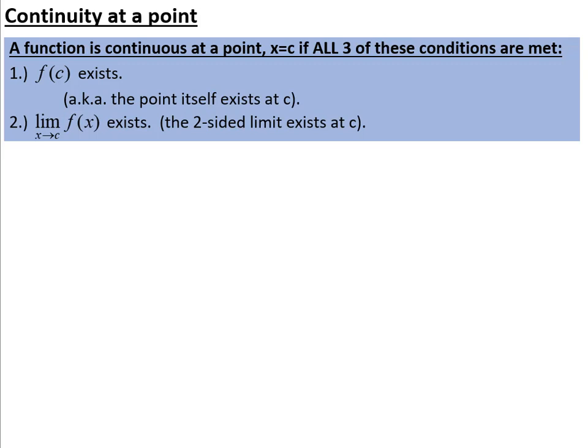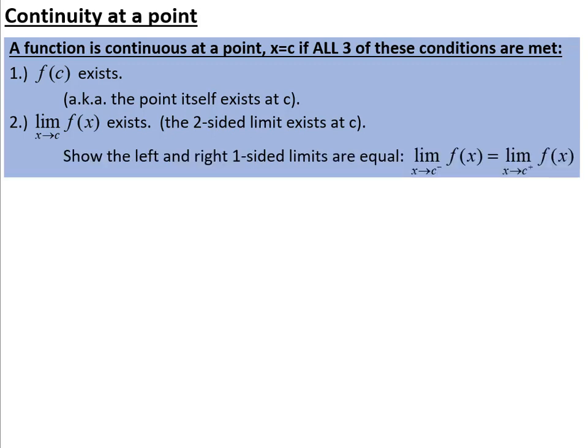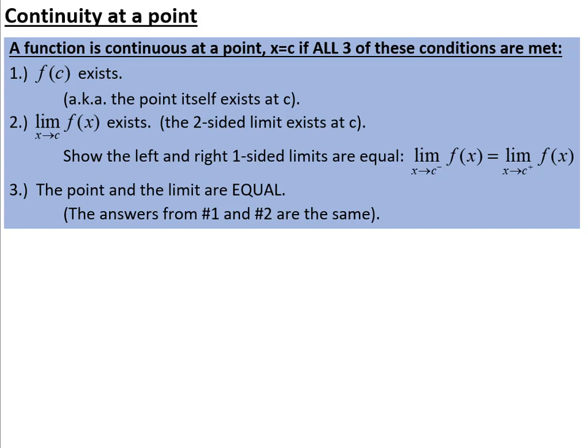The second condition is that the limit exists. And here we are talking about the two-sided limit. So how do I show the two-sided limit exists? Just like we learned earlier, we have to show that the right and left one-sided limits are equal. So does the left-sided limit equal the right-sided limit? Remember, that's how we show a two-sided limit exists. They need to be going to the same value. Okay, and then lastly, the value we get for our point and the value we get for our two-sided limit have to be equal. So the answers from 1 and 2 have to be the same. If they are not equal, it is not continuous.